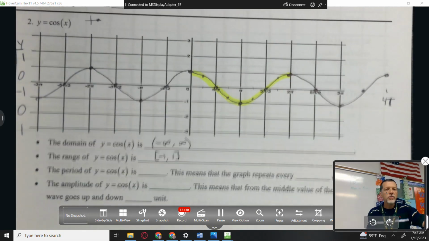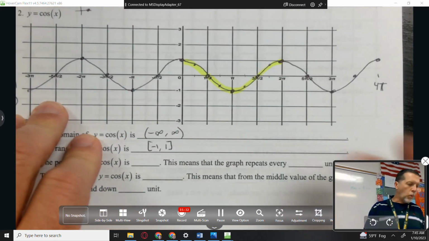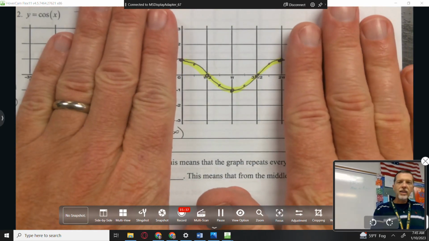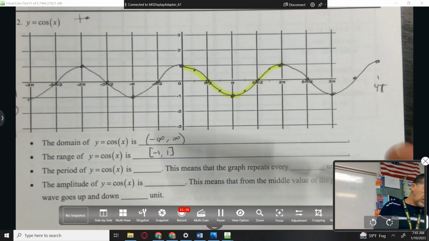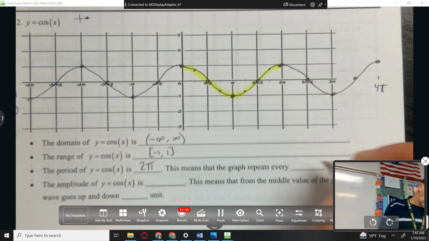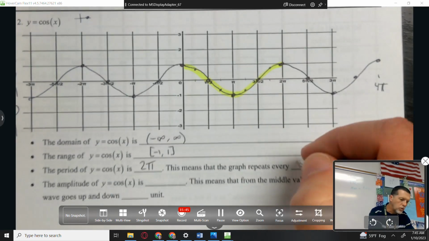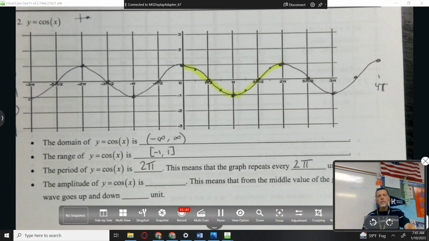How about for cosine? What window width do you need to look at? 2 pi? The graph repeats every 2 pi units. So in any 2 pi window, you see the whole thing.